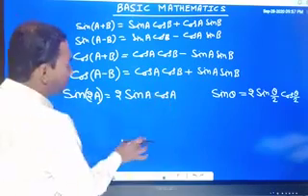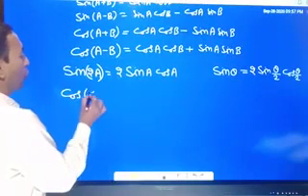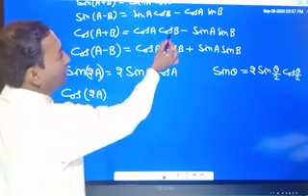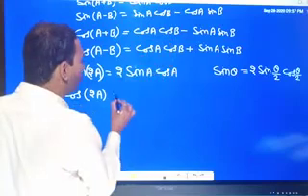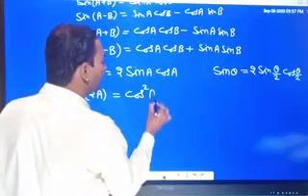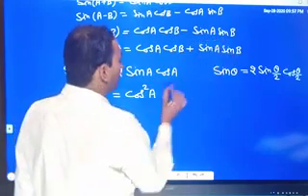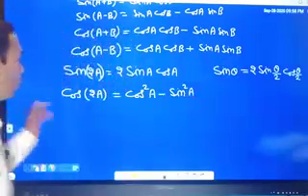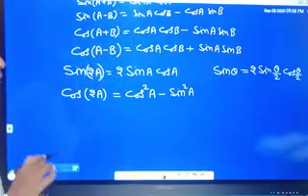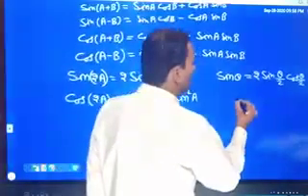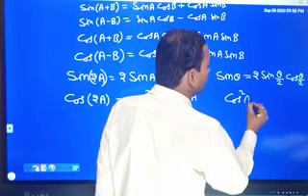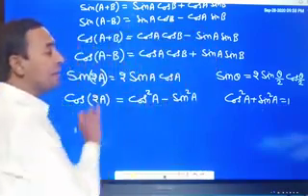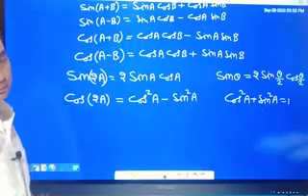Then the next formula is cos 2A. In cos 2A, if we put A plus A, then cos A cos B means cos A into cos A, cos square A, minus sin A sin A, sin square A. So cos 2A is cos square A minus sin square A. You know that this is an identity from 10th class: cos square A plus sin square A is 1, and cos square A minus sin square A is cos 2A.